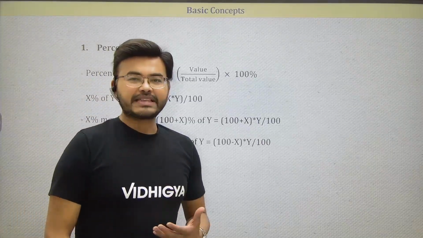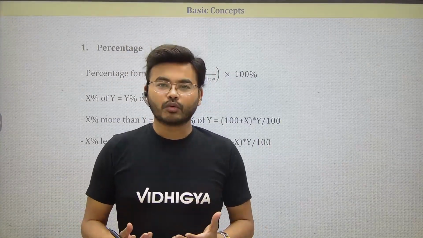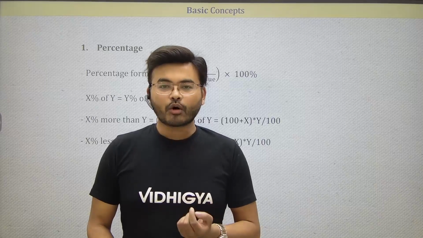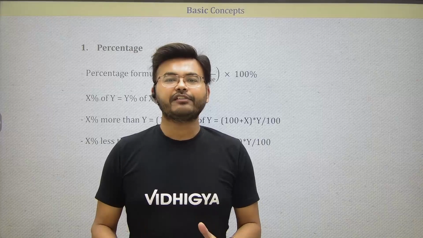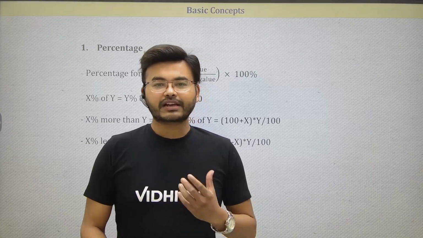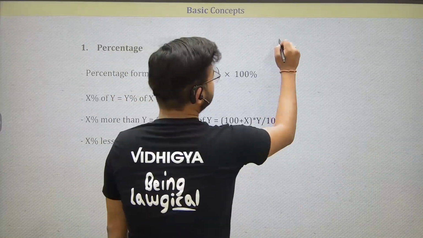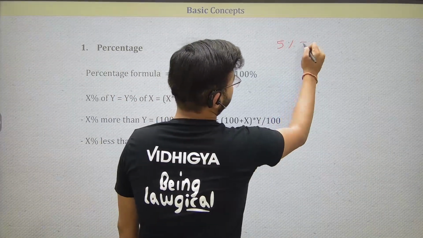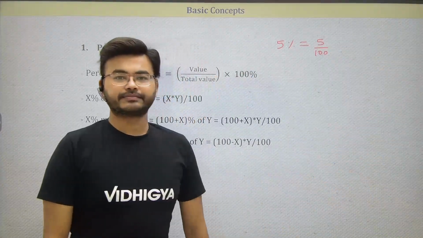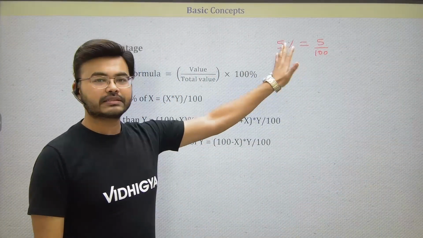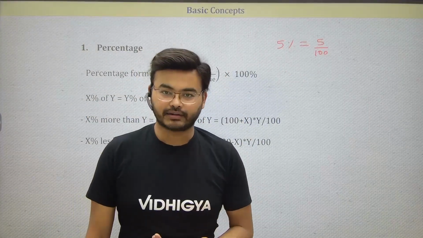percentage. So basically percentage means whenever we are comparing any value with respect to 100, we call it as percentage. For example, let's say 5%. That means we are comparing 5 with respect to 100. So whenever we say 5%, it basically means 5/100. So percentage basically means comparing any quantity with respect to 100.